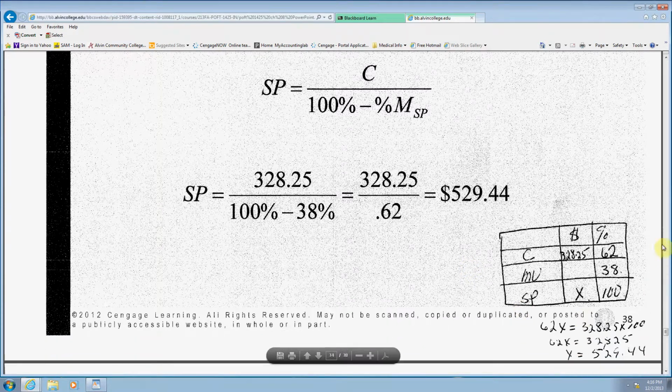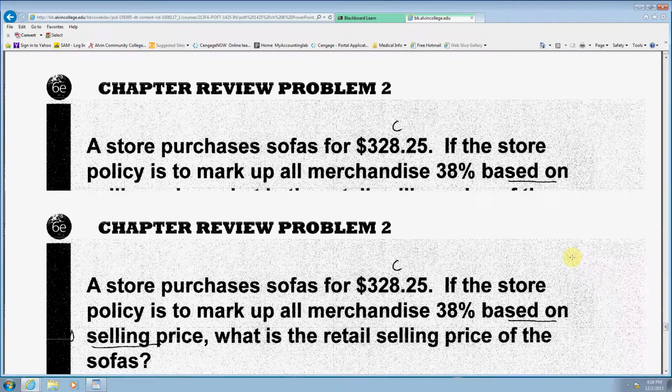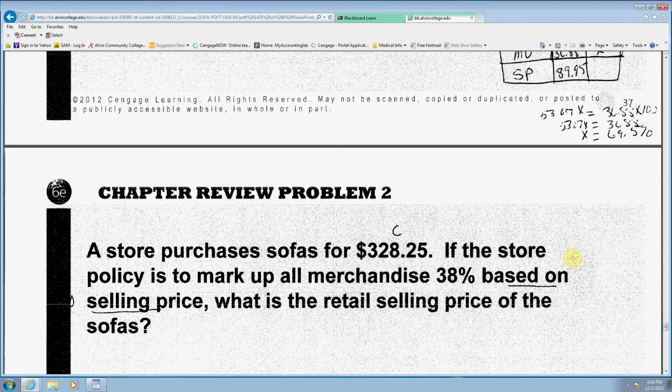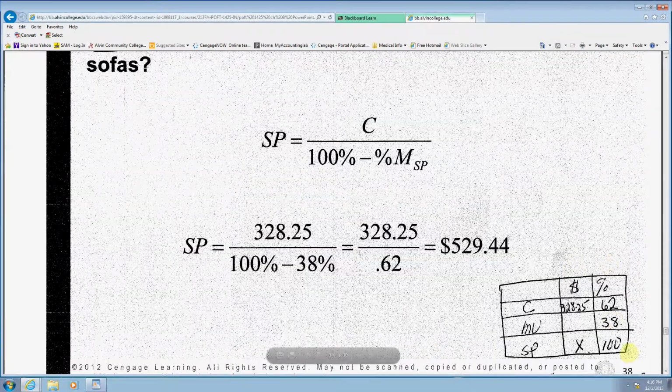We can use our box again. Our knowns, we're looking for the selling price based on 100%. We know what the cost is. We know that we want a markup of 38%. And so when we do the subtraction, we get the markup percentage based on cost is 62%.